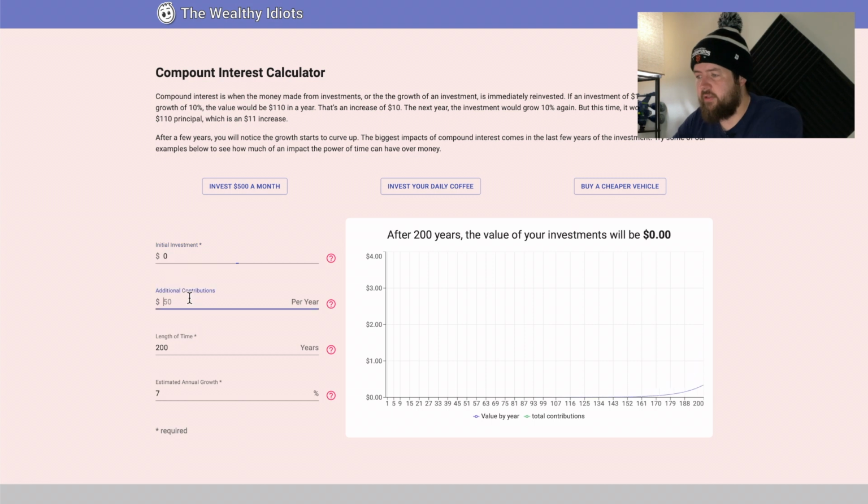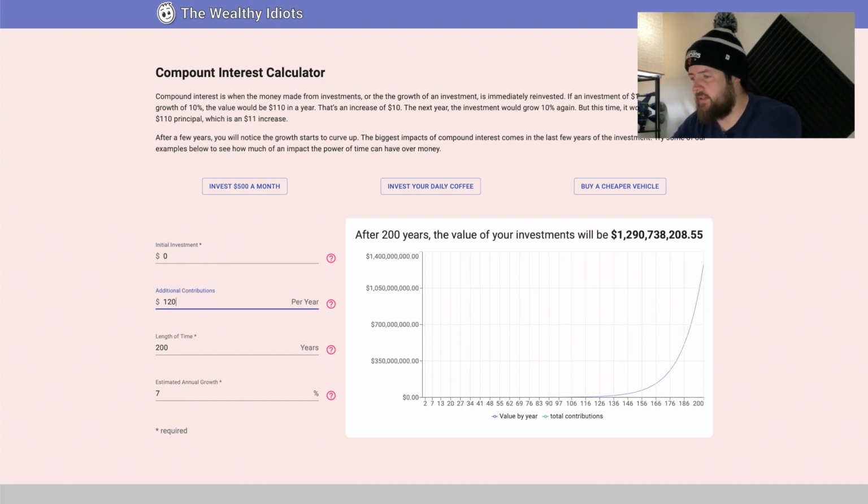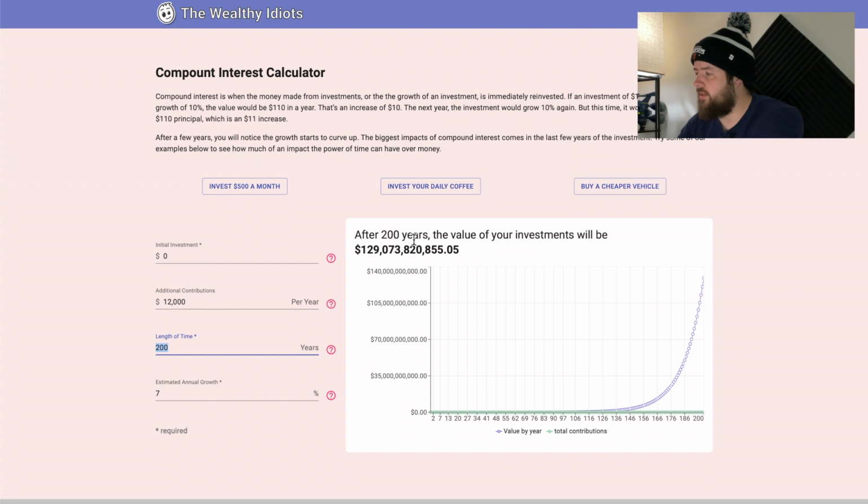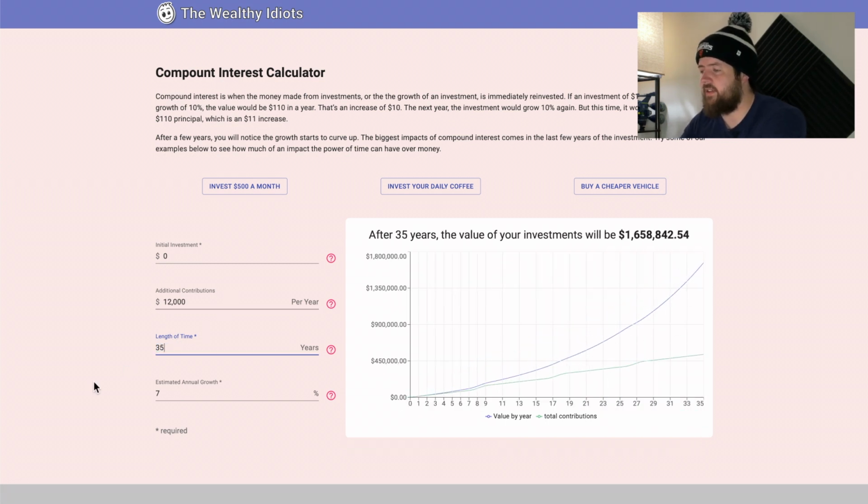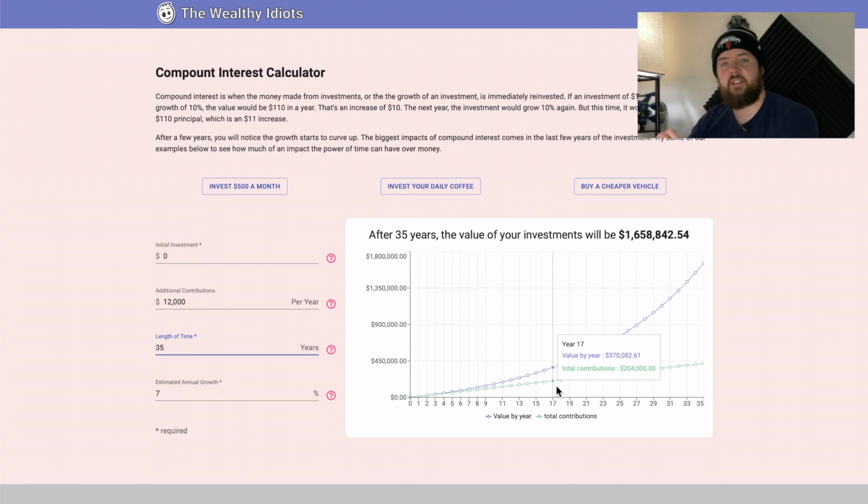All right, so we're going to start off with 0. We're going 12,000 a year. Oh, I broke the calculator, but we're only doing 35 years. There you go. So we can see our investment amounts as time goes on. $204,000 is how much we put in, and $370,000 is how much money is actually going to be in the account due to the interest gained. And then our total is going to be $1,658,000. So 1.7 million, we can round up a little bit, but 1.7 million at the time of retirement.